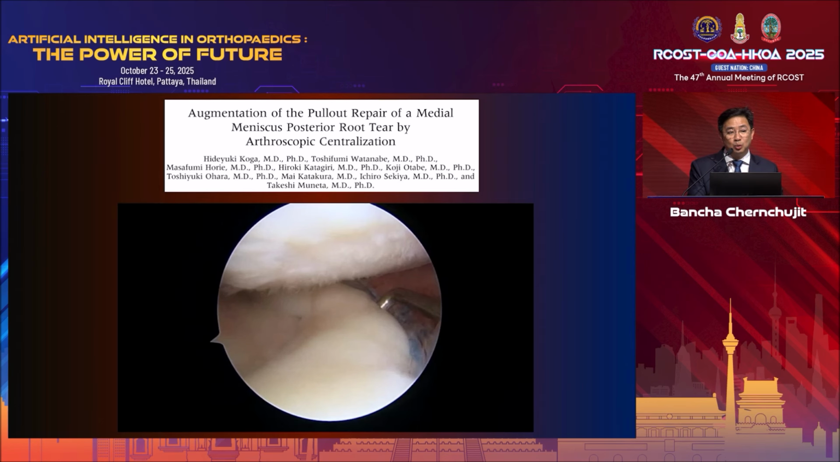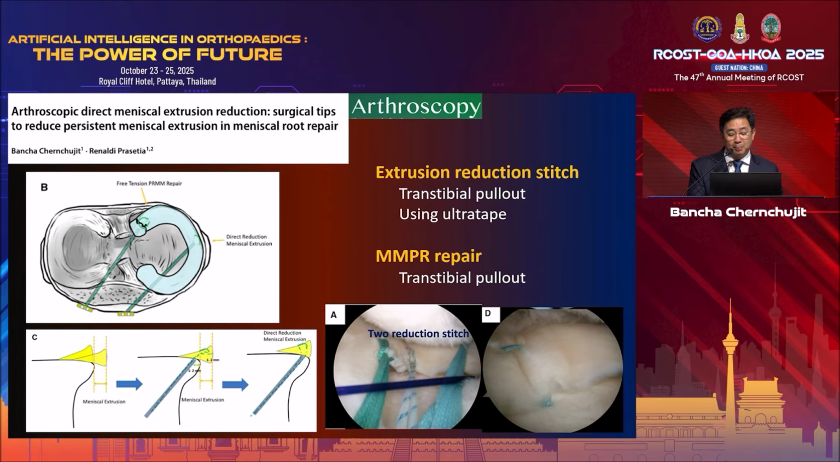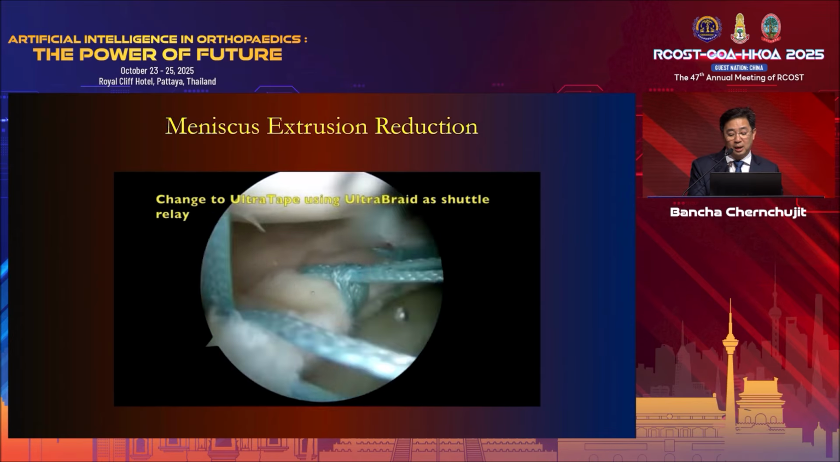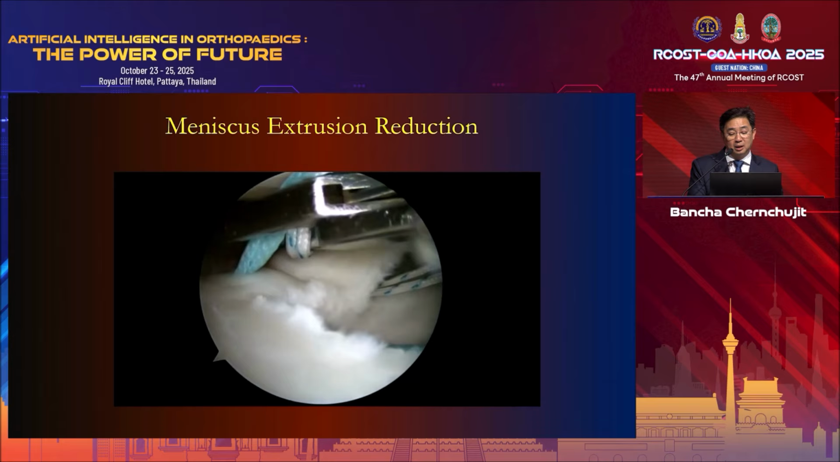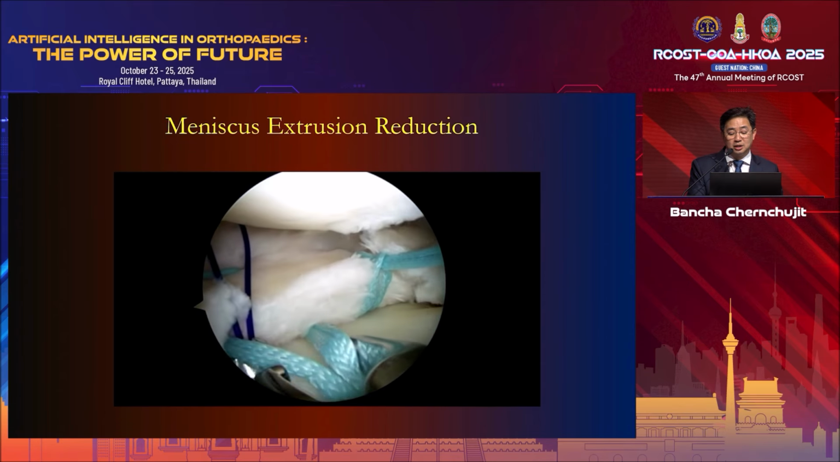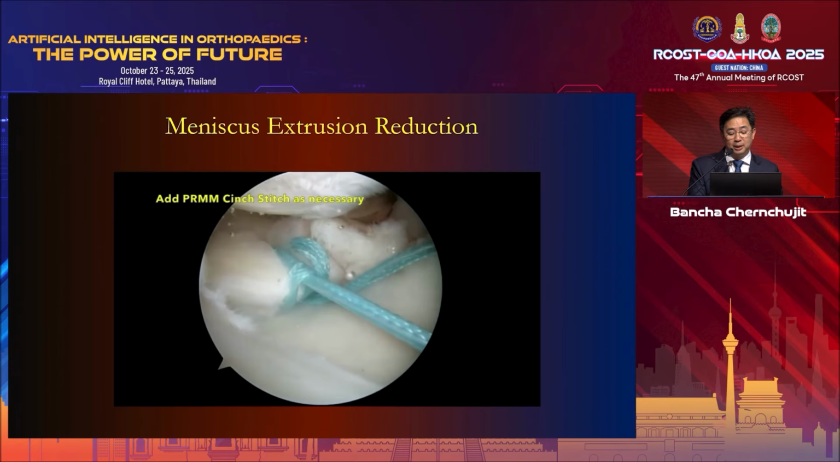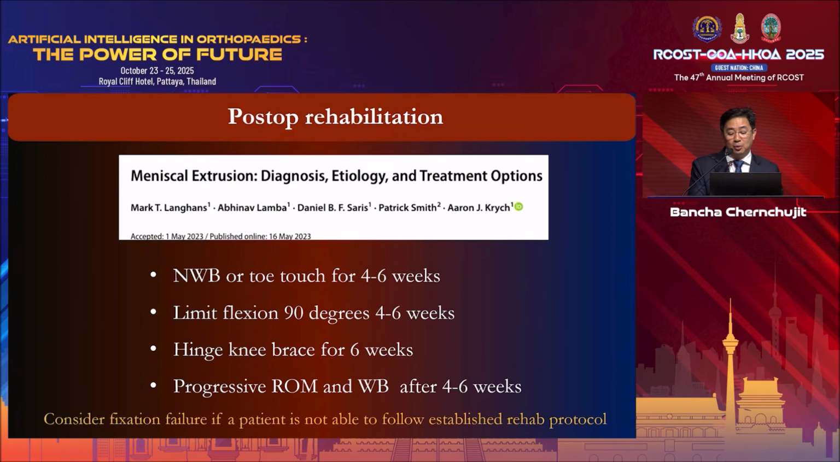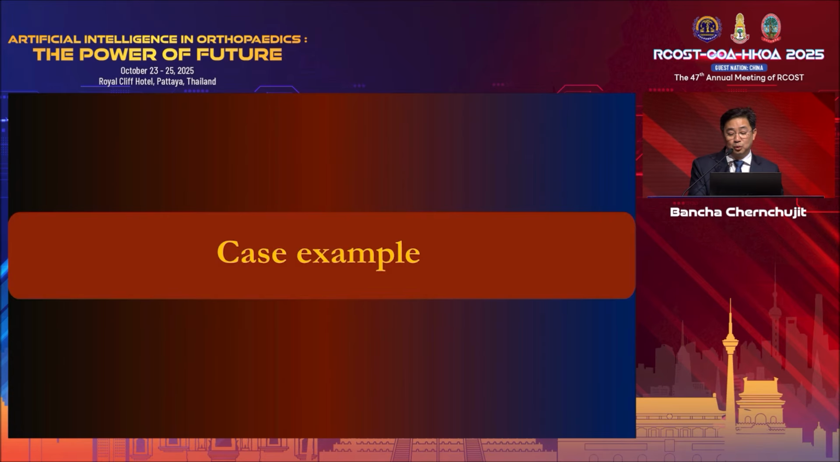Mostly, Koga does this with HTO in his study. And this is my publication about meniscus extrusion reduction, same as Koga. We did that centralization, and you can use an anchor or the transtibial technique to put the meniscus in. Post-op, you always protect with no weight bearing for 4 to 6 weeks.